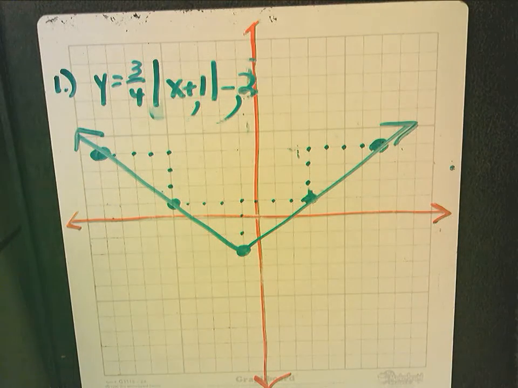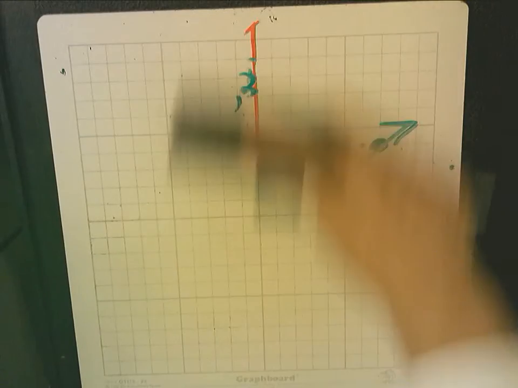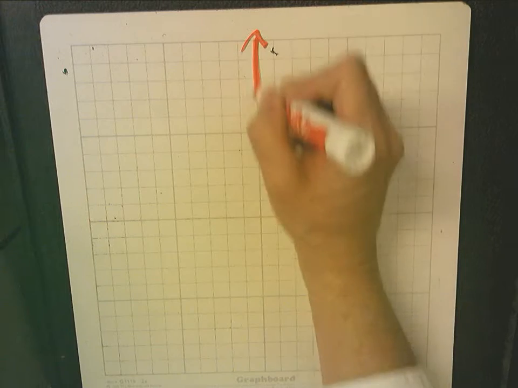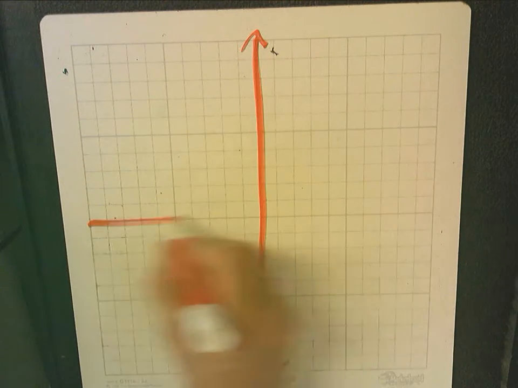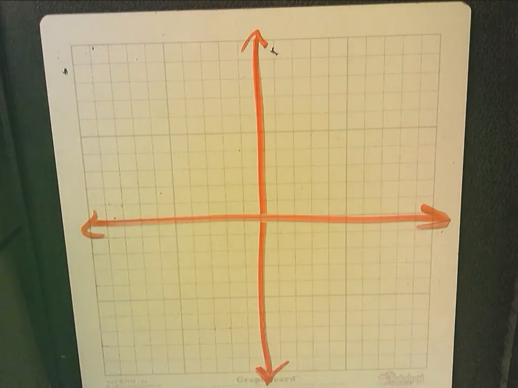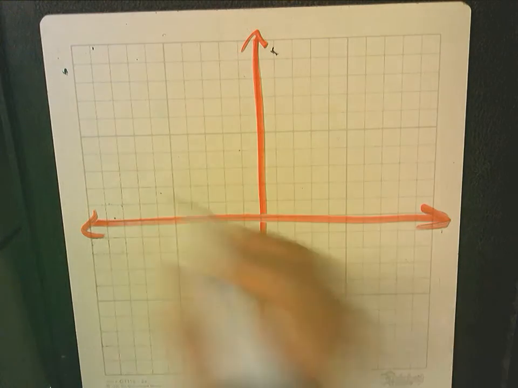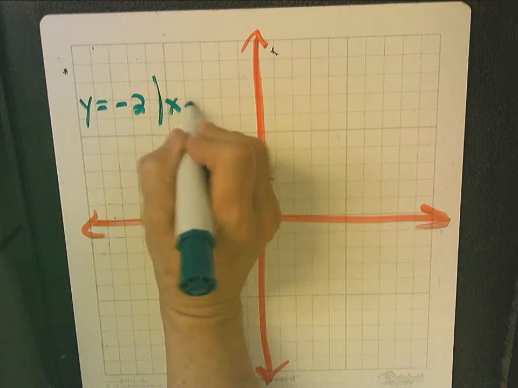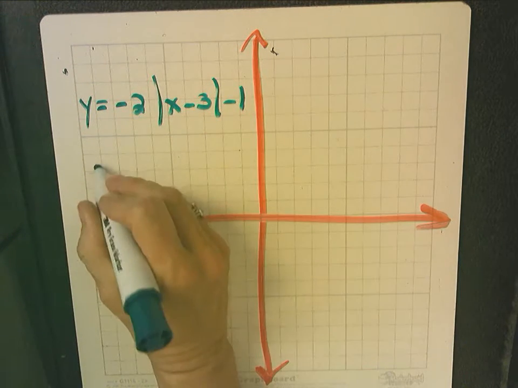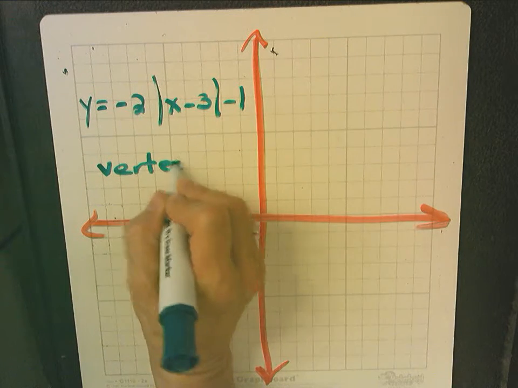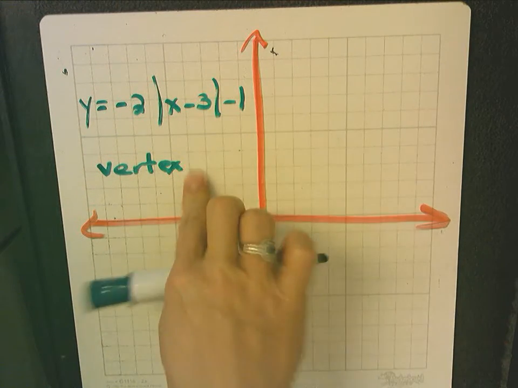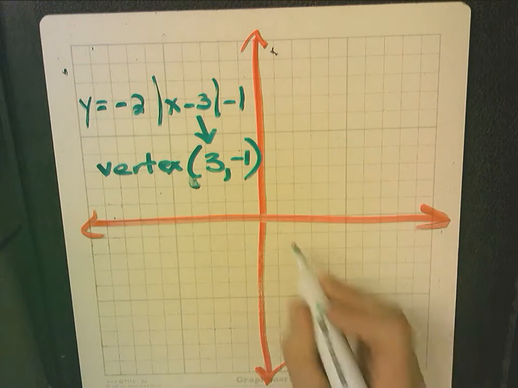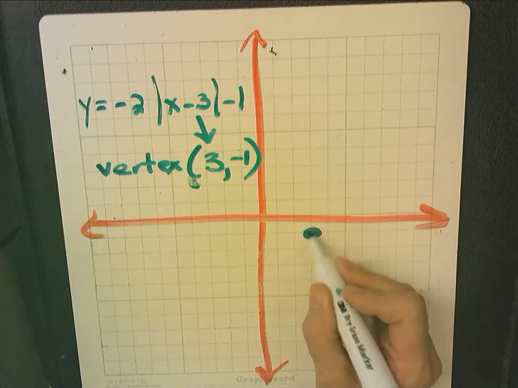Okay, now let's look at the last one. The last one says y equals negative 2 times the absolute value of x minus 3, minus 1. Once again, we start with the vertex. The vertex is 3, because I do the opposite there, and negative 1. So I go to (3, -1), that's my vertex.